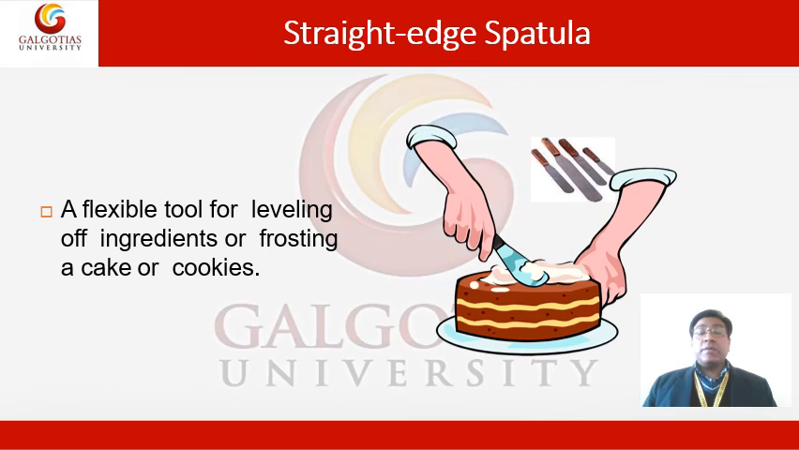Then we have a straight edge spatula. Spatulas can be of different types. This is a straight edge spatula for frosting or icing, or spreading jam, or for spreading icings on cakes or cookies. This spatula can be used. Also, it is known as a palette knife. Many places call it a palette knife or a spatula; you can call it a straight edge spatula.